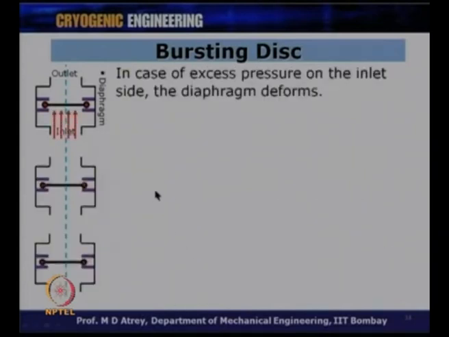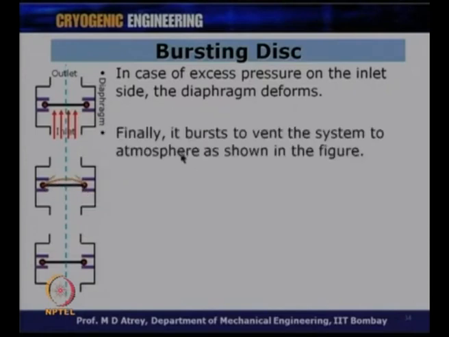Now, how does it work? In case of excess pressure on the inlet side, the diaphragm deforms. So, you have an inlet pressure from this side now, and the diaphragm suddenly takes this shape because it gets deformed. Finally, it bursts. Once the gas pressure increases beyond a particular pressure, this bursting disc will get this intermediate shape, and finally it will burst, leading all the gases to go outside or get vented. So, finally it bursts to vent the system to atmosphere as shown in this figure.